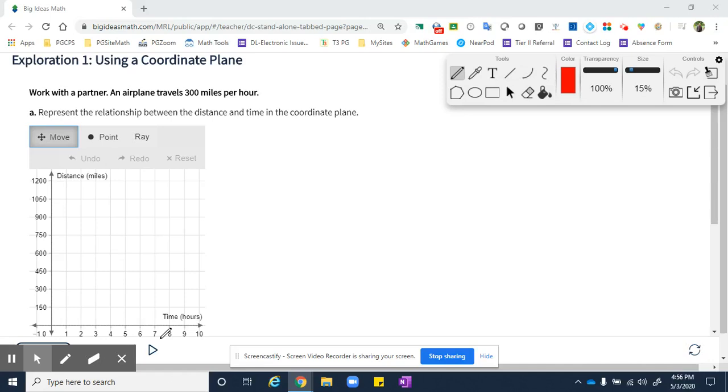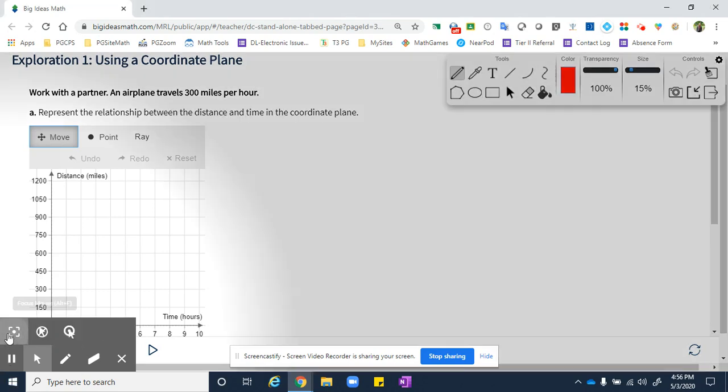Hello students, this week we'll be using graphs to represent ratio relationships. Remember, when you say ratio, that's a comparison of two quantities. And when we graph, we need to have our ordered pairs. So let's start. Let's look at the problem.